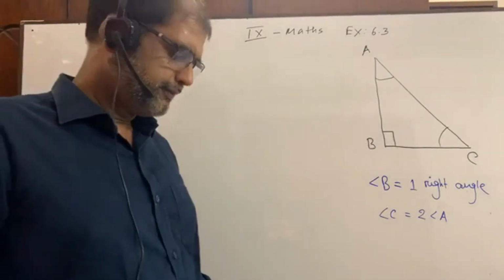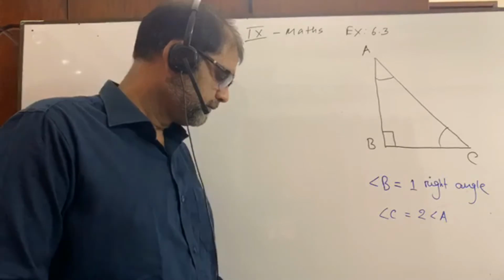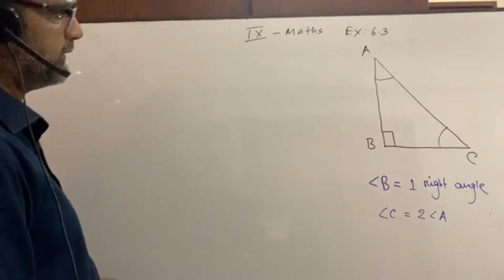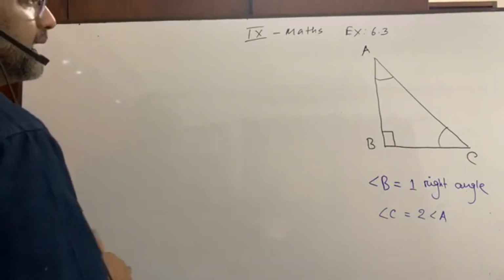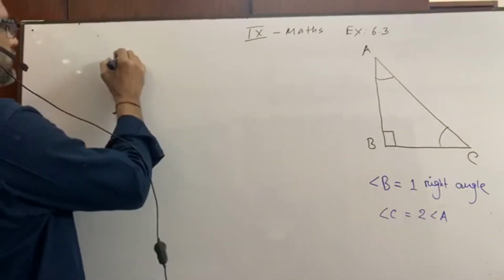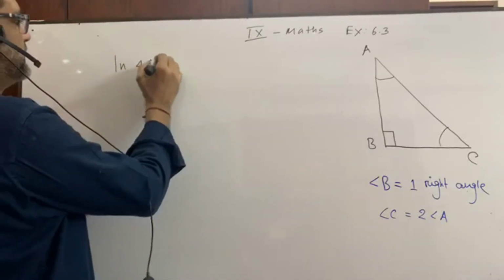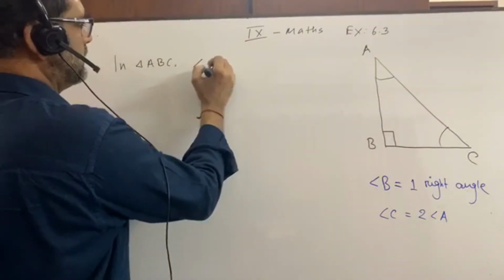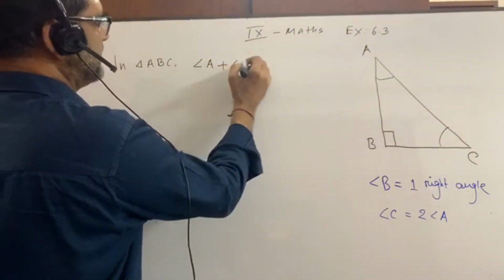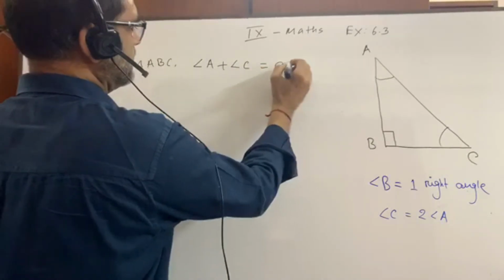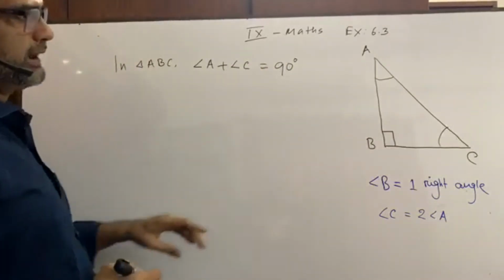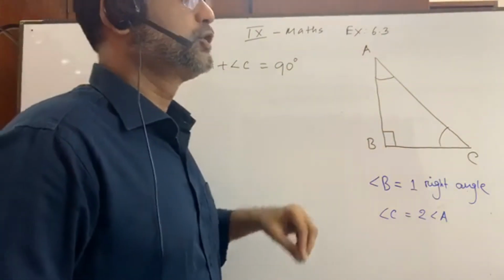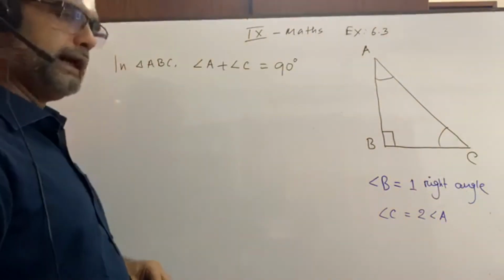What is meant by this? That is, we can write here in triangle ABC, angle A plus angle C equals to what? 90 degree. Since angle B is equal to 90 degree, the sum of the other two angles will be 90 degree.